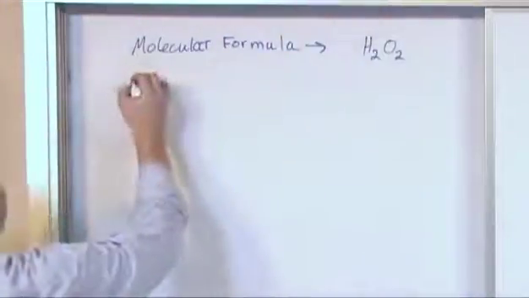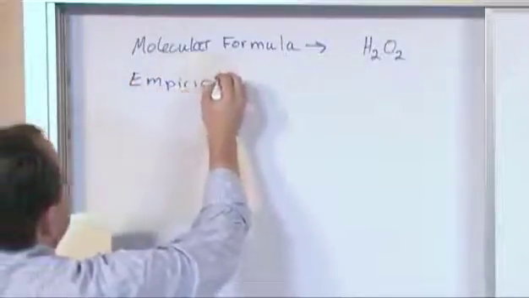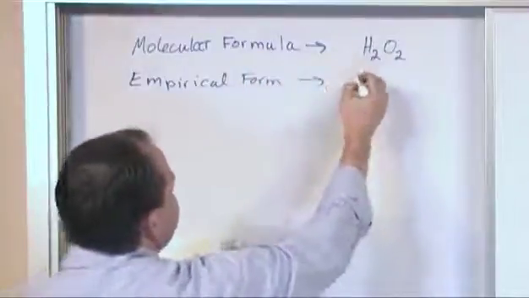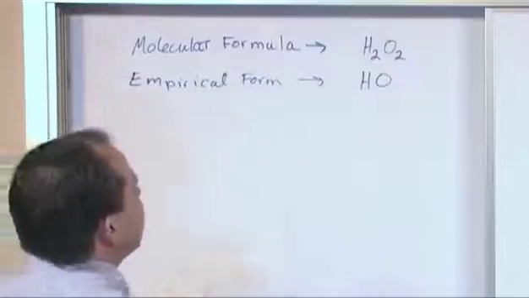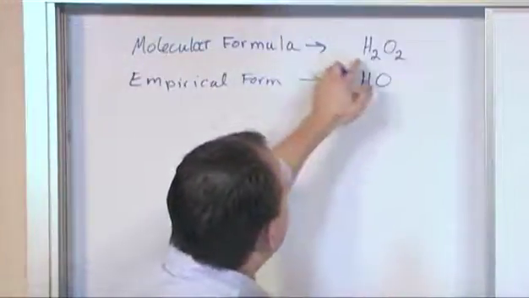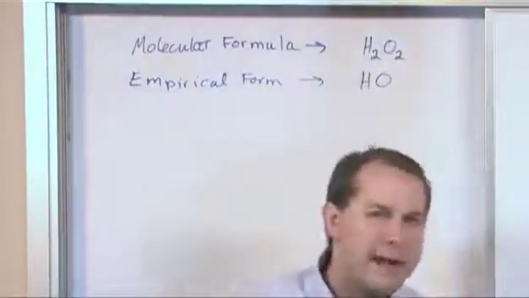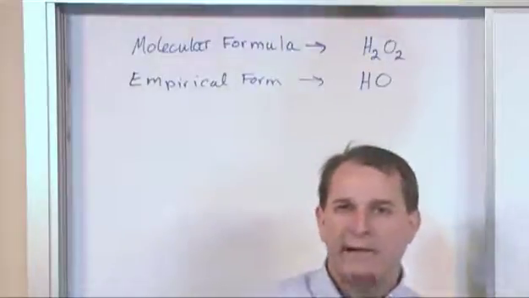But the empirical formula would not be H2O2, it would just be HO. Okay, so the empirical formula is basically the smallest ratio of the atoms in there. So you see here I have H2O2. What this basically says is that for every 2 atoms of hydrogen, I have 2 atoms of oxygen. And that's what's really bound in the molecule.